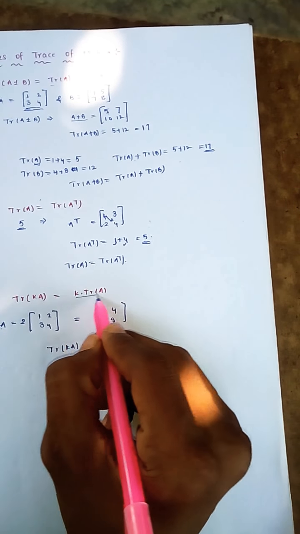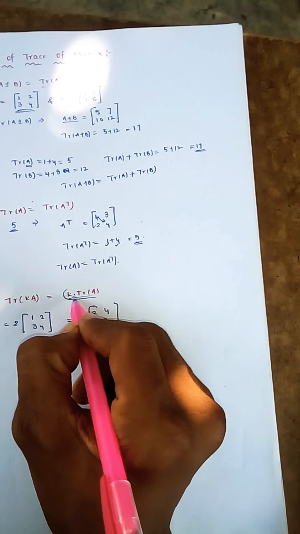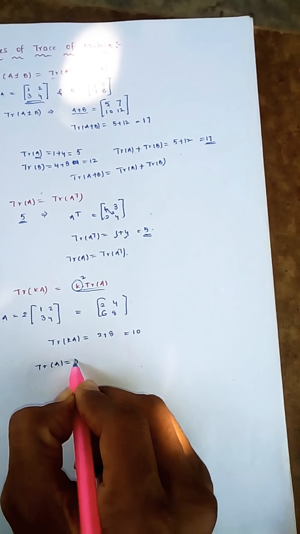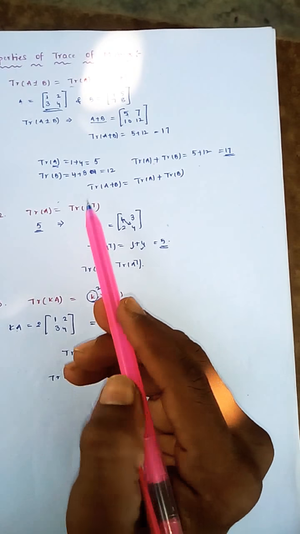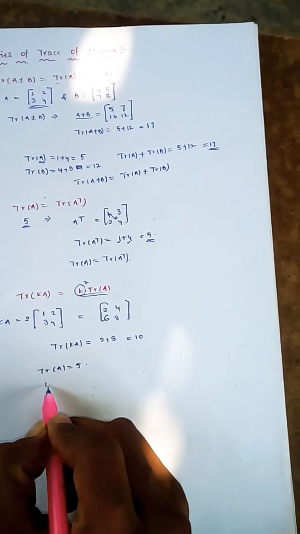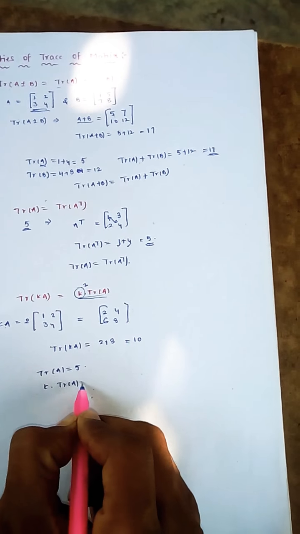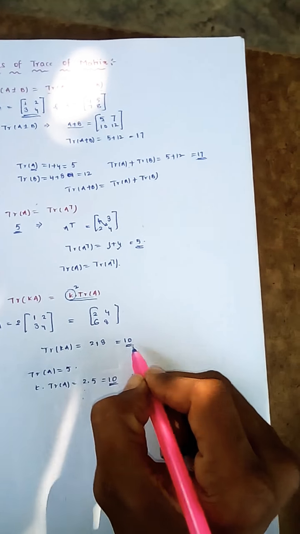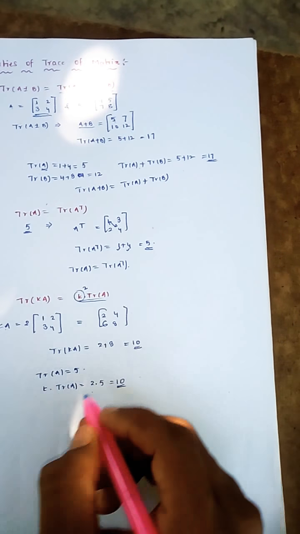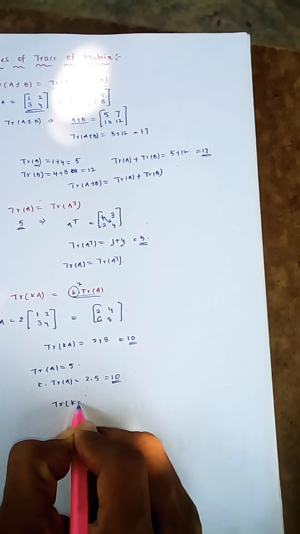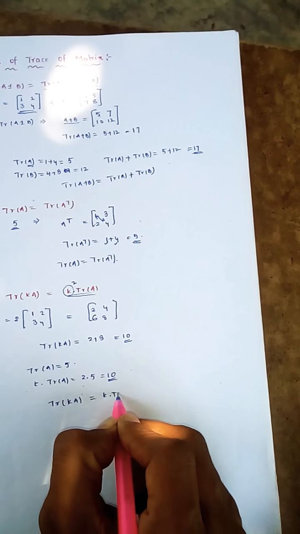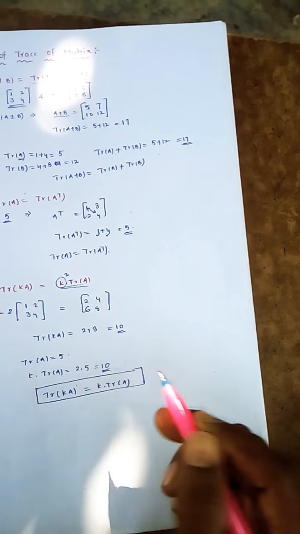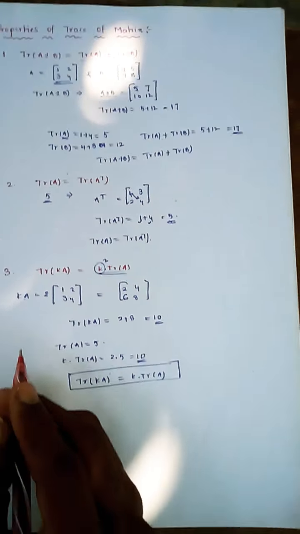Coming to the right side of the property, K is equal to 2 here. Trace of A is equal to 5, as we already discussed over here. Now K into trace of A is equal to 2 into 5, that is 10. You can see from here and here both the trace of matrix are same, therefore trace of K into A is equal to K into trace of A. Property is verified.